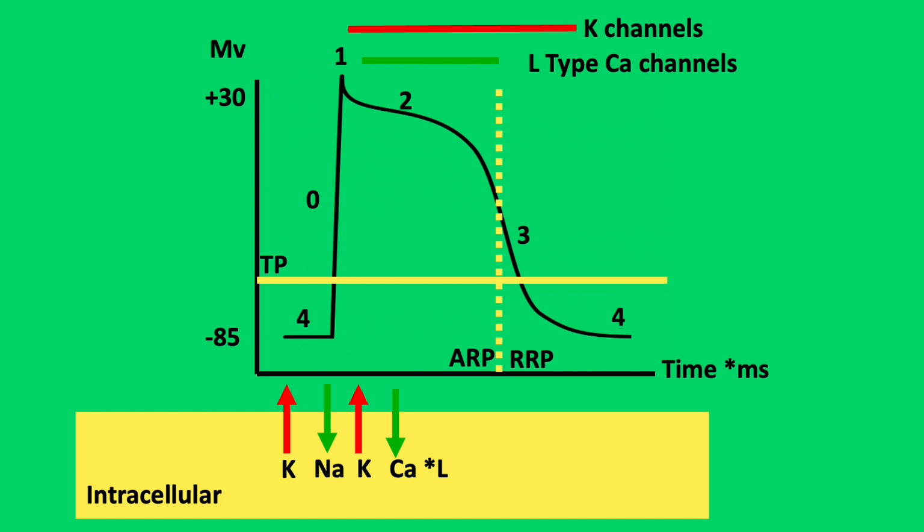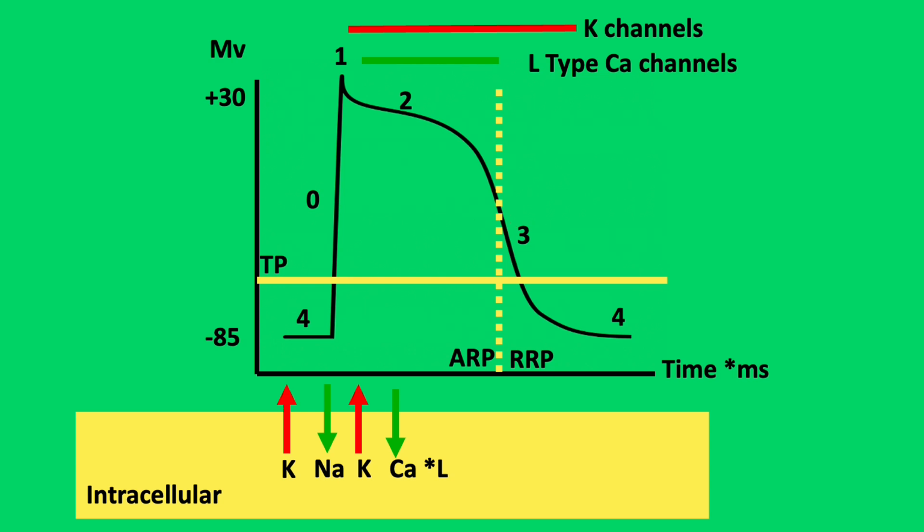This is created by the movement of potassium out of the cell, thereby the movement of positive ions out, resulting in more negative potential inside. Phase 0, rapid upstroke. Potassium channels close and you have the activation of fast sodium channels, resulting in sodium entry.